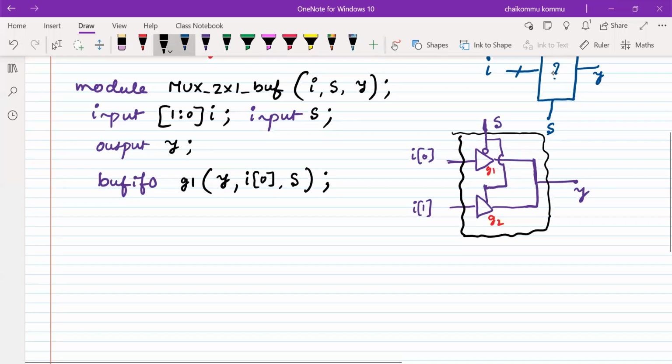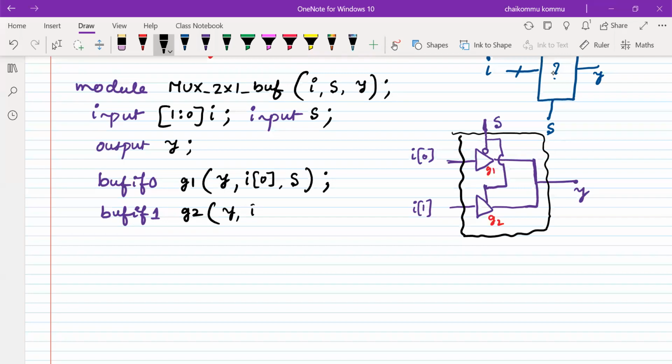Similarly, I will consider another buffer. bufif1, here is the 1. For the 1 it is acting, right? bufif1, the gate is G2. Y is my output. I[1] is my input. S is my selection line. Finally, we need to end the module. This is how we know already.